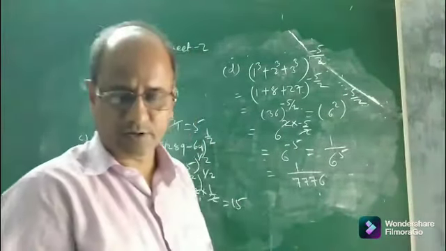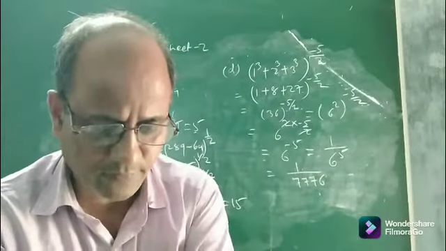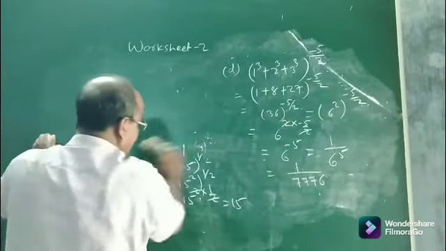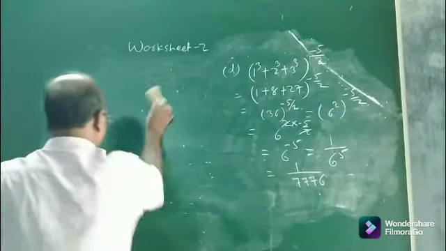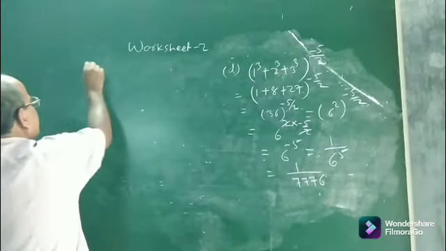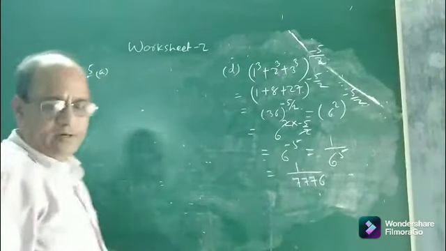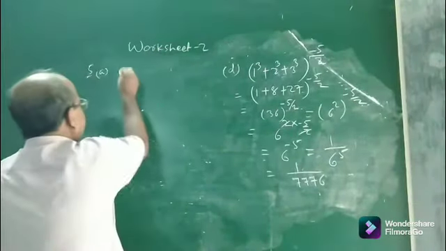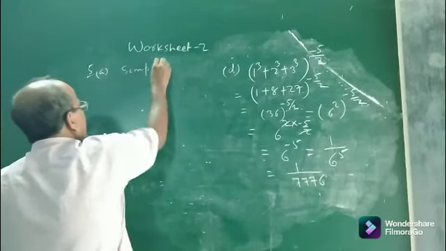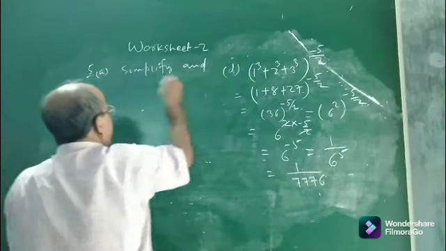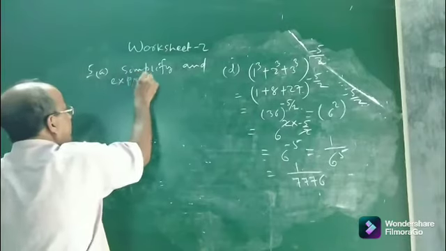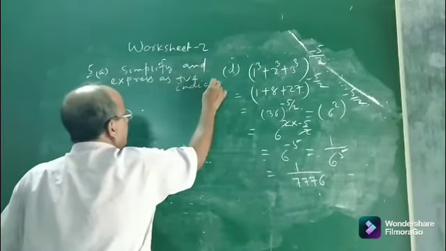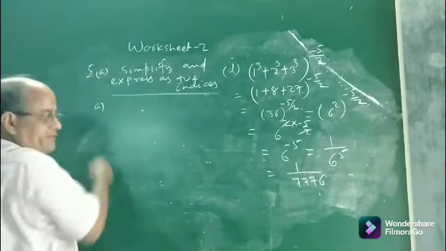Okay, so like this you will do. Now let us do number 5. This completed number 4. Let us discuss number 5. So what is given in number 5? In number 5 it is given: simplify and express with positive indices. Okay. So how to do? Let me discuss one question at least.